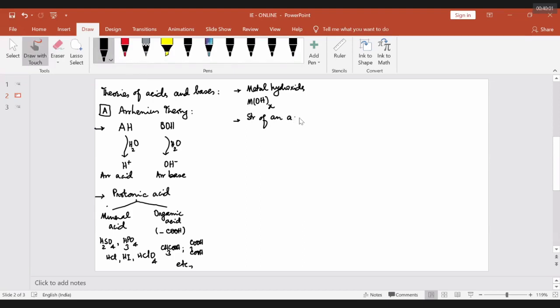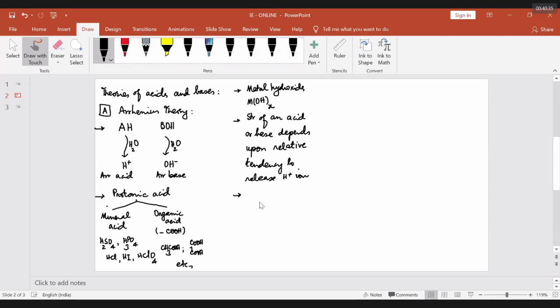Whether a substance is an acid or a base depends upon its relative tendency to release H plus ion. As the tendency of releasing H plus ion is more, the acid becomes stronger and stronger. Nice. Fourth point.